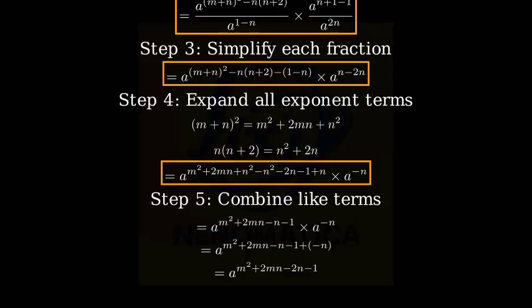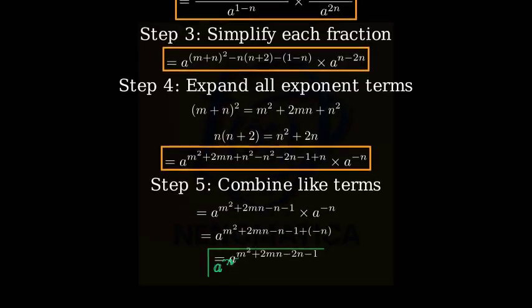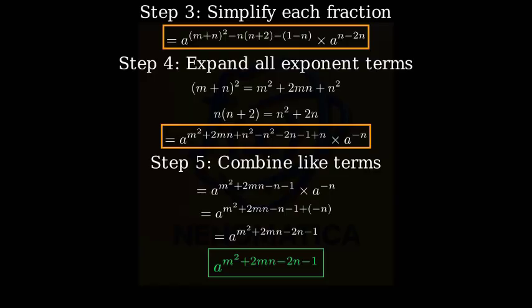Now, we've got a to the power of m squared plus 2m minus n minus 1, multiplied by a to the negative n. Using the multiplication rule for exponents, we add these powers, giving us a to the power of m squared plus 2m minus n minus 1 plus negative n, which simplifies to a to the power of m squared plus 2m minus 2n minus 1. So, our final answer for this first example is a raised to the power of m squared plus 2m minus 2n minus 1.